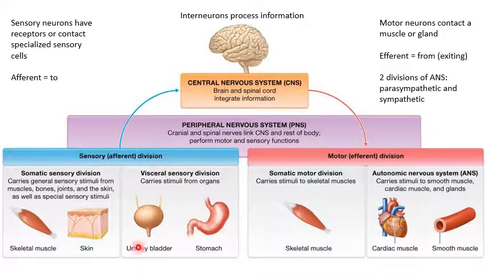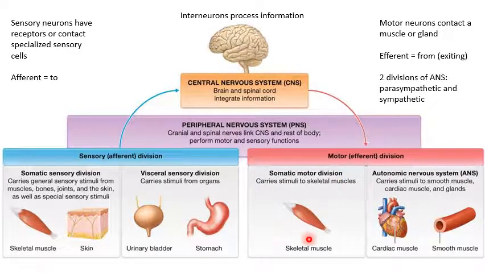The sensory division is subdivided into the somatic sensory division and the visceral sensory division. The somatic sensory division is all of the senses that you are consciously aware of. The visceral sensory division is all of the sensory information that you are not consciously aware of, mostly related to stretch in various organs. The motor division is also subdivided into the somatic motor division and the visceral motor division, which is also called the autonomic nervous system.